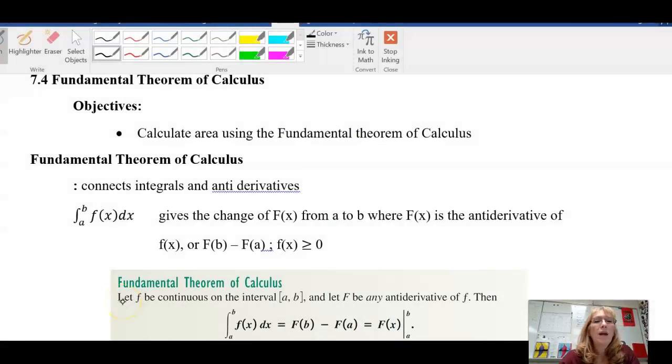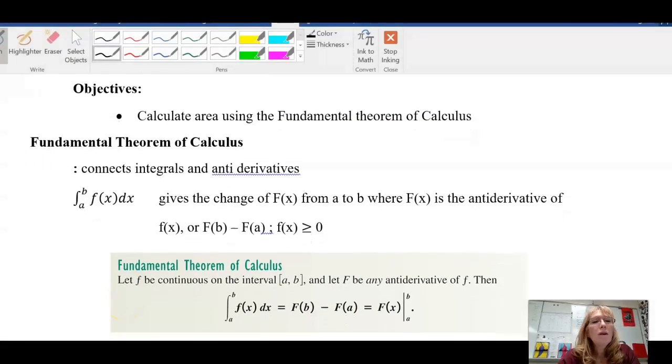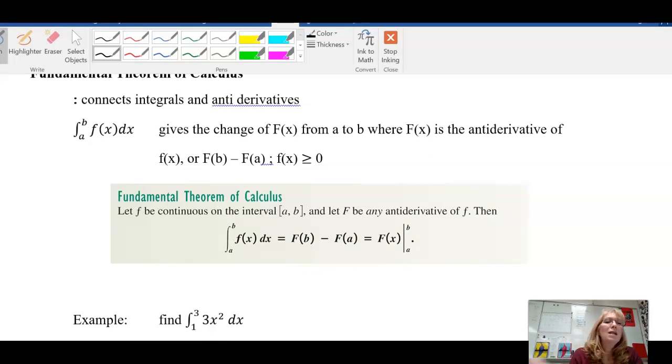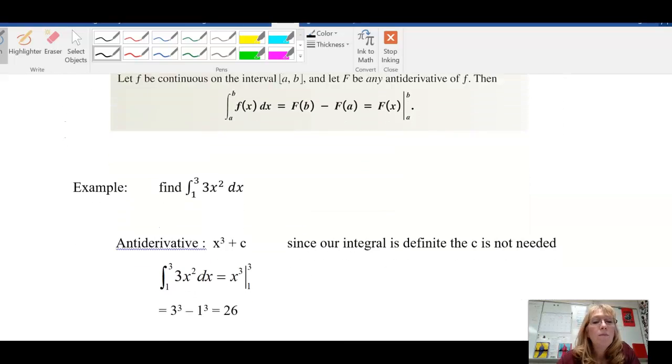So let's go. All right, what the fundamental theorem of calculus does is it takes the integral of our function. To do our integral, we do the antiderivative of f of x, and then we plug in the numbers that are usually on the a and b. And this gives you a value basically under a curve.